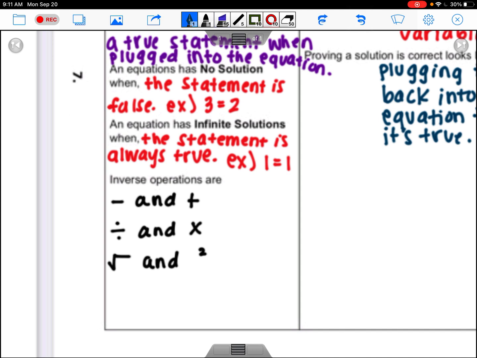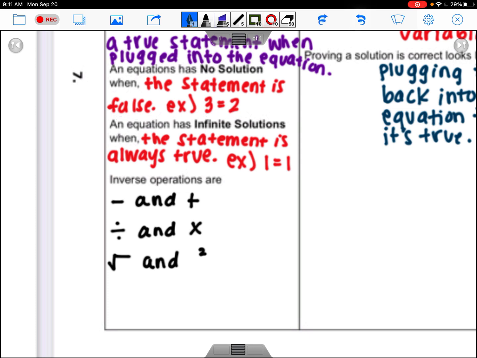An equation has infinite solutions when the variable cancels, but then the statement is always true. The statement is false when it's no solution, and the statement is always true when it's infinite solutions. For example, see how the variable canceled? Let's say we had 1 equals 1. Is that true? Yes, so infinite solutions. The variables canceled out and we're left with a true statement. If the variables cancel out and we're left with a false statement, it's no solution.